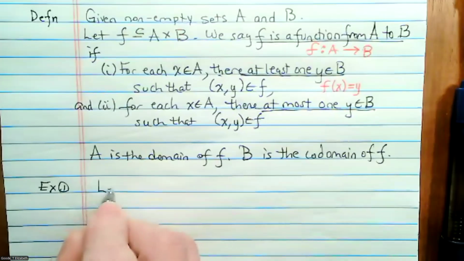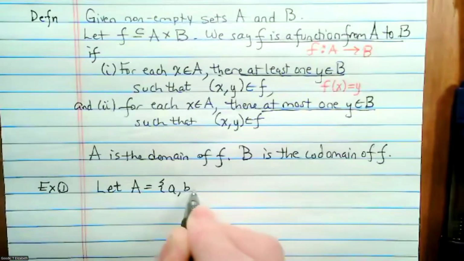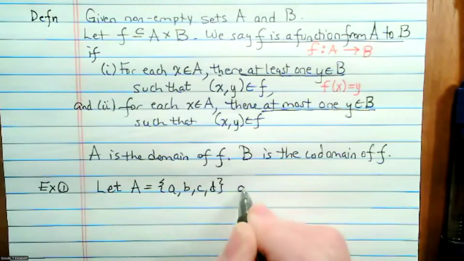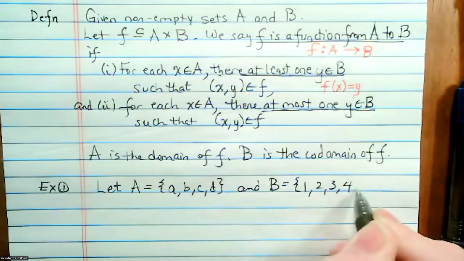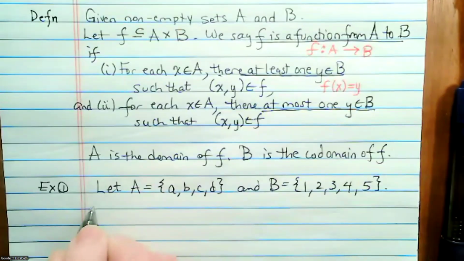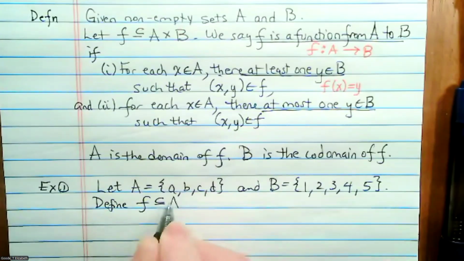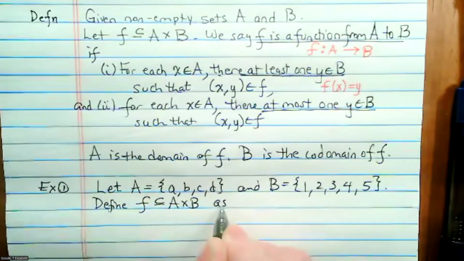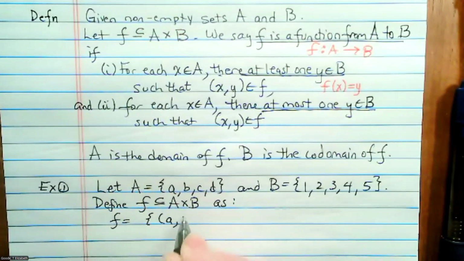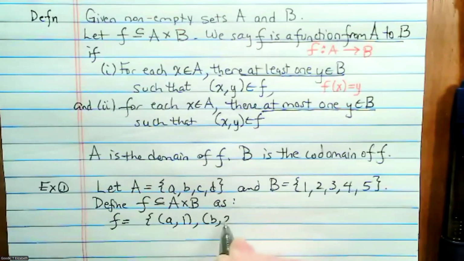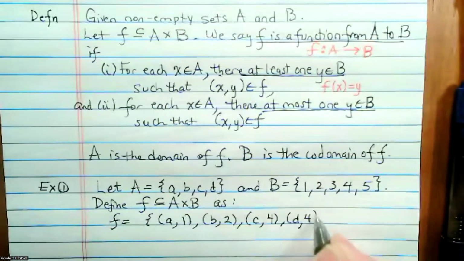Okay. And then the big deal is you've got to have one range element, or codomain element, it's really a range element, associated with each x in the domain A. So here's an example. Let's just look at a little finite example. Let's let A be the set containing little a, little b, little c, and little d. And let's let B be the set containing 1, 2, 3, 4, and 5. And we're going to define F, which is going to be a subset of A cross B, as this. F is going to be the set of ordered pairs where a maps to 1, b pairs with 2, c pairs with 4, and d pairs with 4.